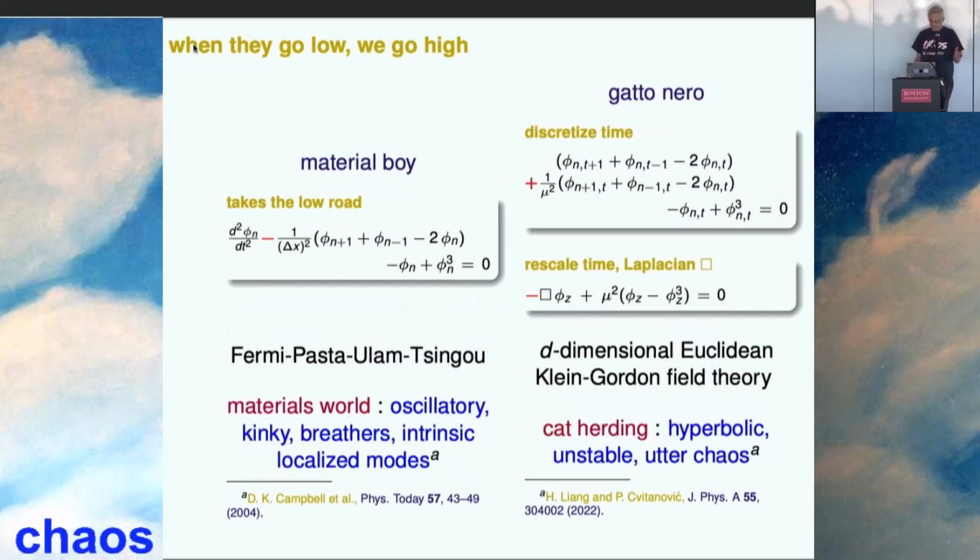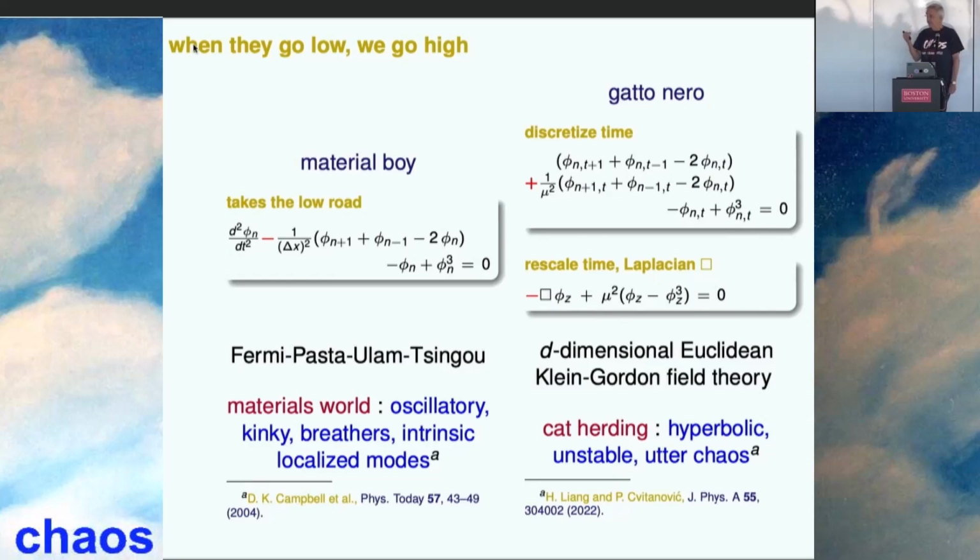The material boy takes the low road. Eventually, this goes all the way to FPUT. It's a materials world, it has amazing impact. The cat, dark black cat, takes the upper road. It's pretty, but it's not obvious that's nearly as important. It only purports to solve the problem of turbulence, which is one of the few small problems we have left over from the 19th century.